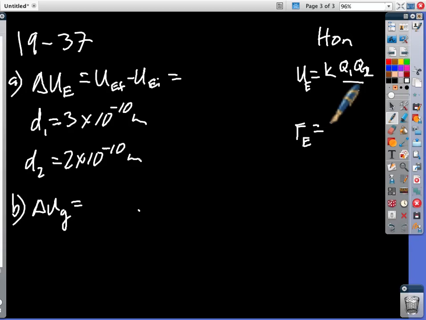Oh, sorry, not mass times acceleration. The force of an electric field. What's the difference between those two? Do you see the difference? This is an R and this is an R squared. How do you connect force to potential energy?